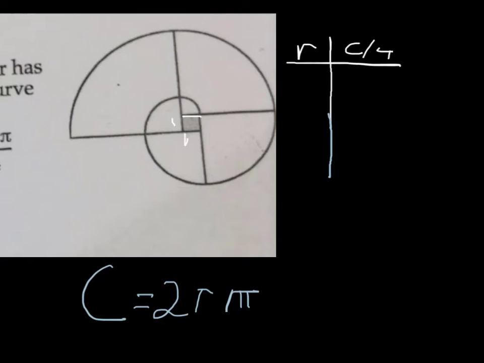So I know this is 1. Yep. And this is C over 4, so you have to plug 1 into this equation here. And so you stick 1 in there, you get 2 pi, but then you have to divide it by 4, so you get 1/2 pi. Yep. And which segment did we just do?